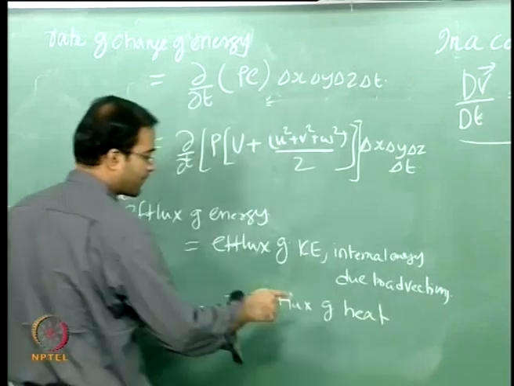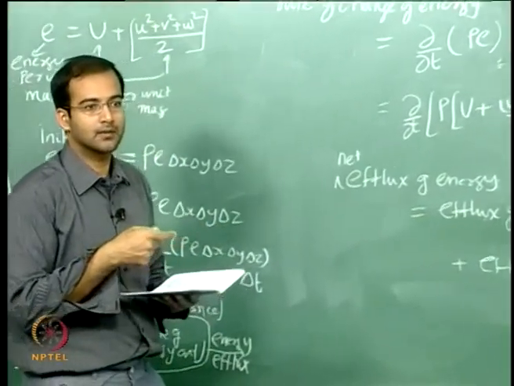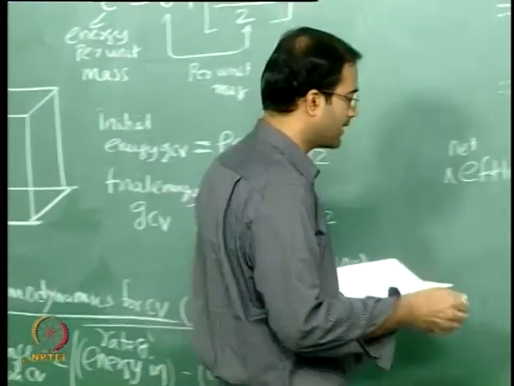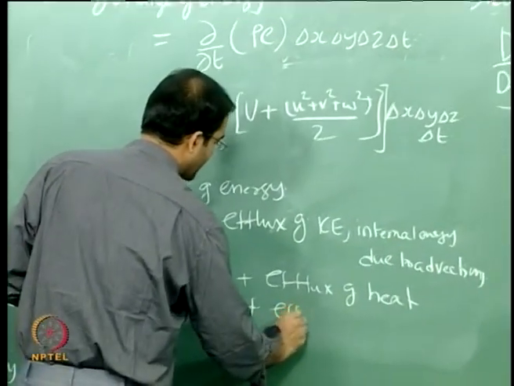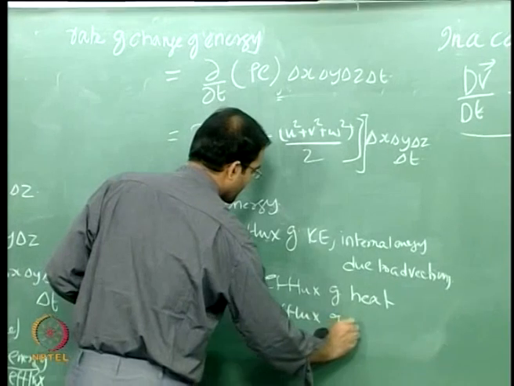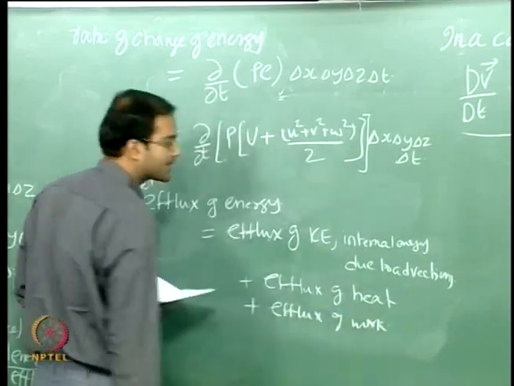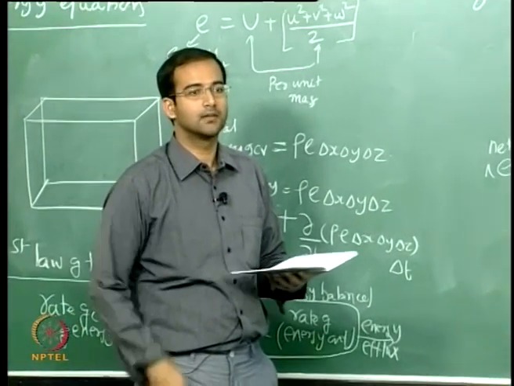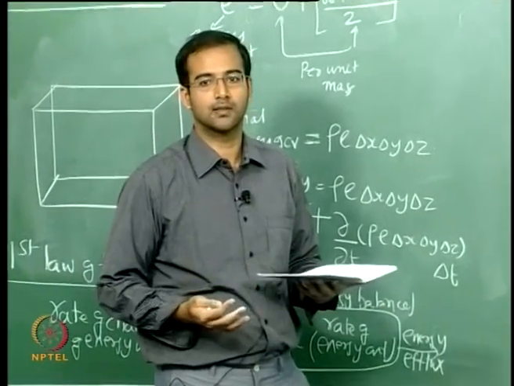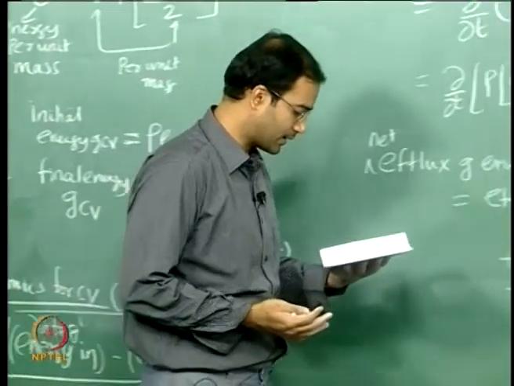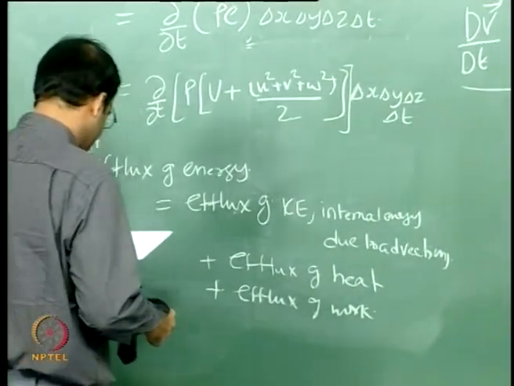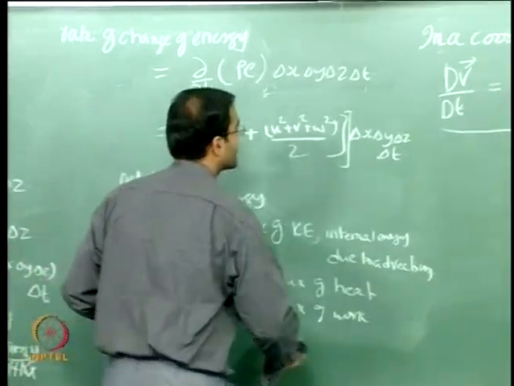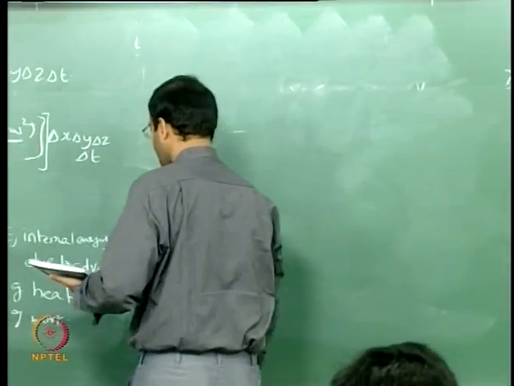Now efflux of heat is not happening due to advection. It is purely a diffusion process or a conduction process. Plus you have efflux of work. And how is efflux of work happening? You have forces acting on the boundaries, and so they do some work on the control volume boundaries. Now, the contributions of each of these. Efflux of internal and kinetic energies is easy to write, so I am just going to write it down.